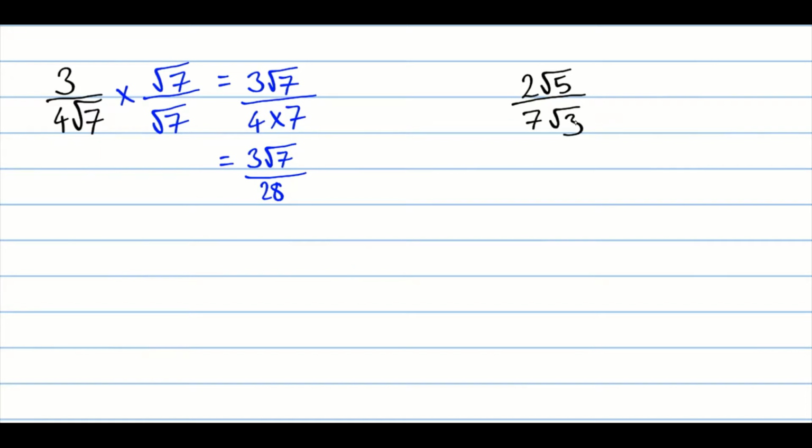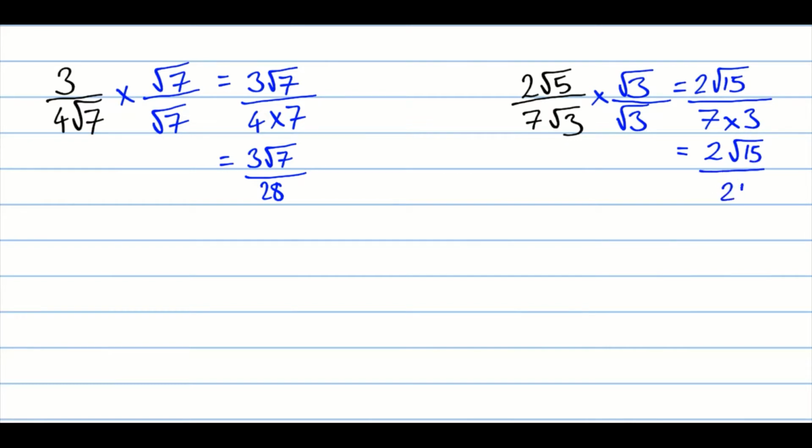Here's another one, 2 root 5 over 7 root 3. Now there's two surds there, but the one that we're interested in is the one in the denominator. So to get rid of that root 3 in the denominator, we need to multiply by root 3. So 2 root 5 times root 3 is going to be 2 root 15, and then 7 times root 3 times root 3 will be 7 times 3. So that's 2 root 15 over 21.